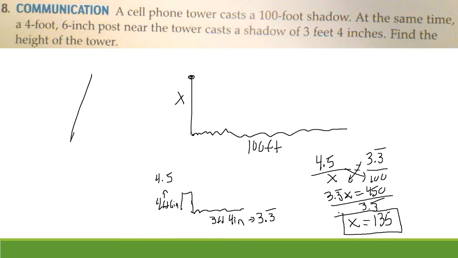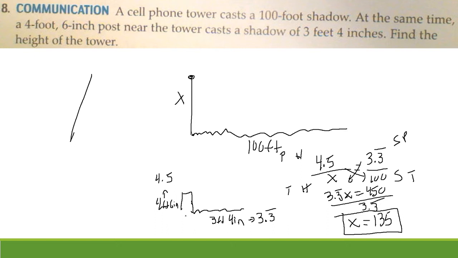Now, you can do a common sense check here. Does this make sense? Well, my fractions do agree. So this is height to height, shadow to shadow, and it's post to tower, post to tower. So they're all consistent in how I made them.